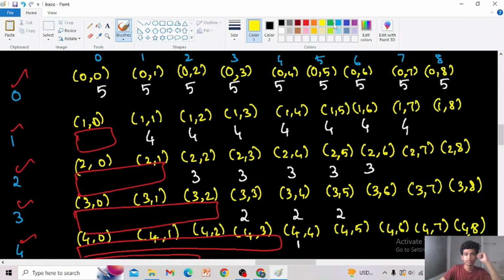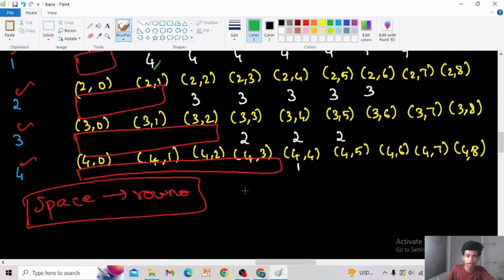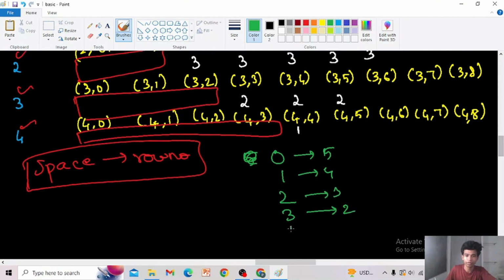Now, let us move on to the next category. See here, we want to print this 5 on the 0th row, 4 on the first row. Let me write here. In the 0th row, we want to print 5. In the first row, we want to print 4. In the second row, 3. In the third row, 2. And then in the fourth row, finally, we want to print 1.